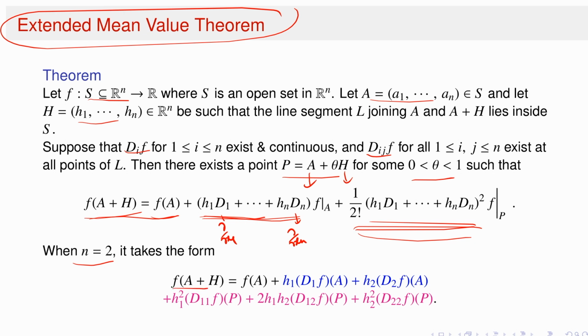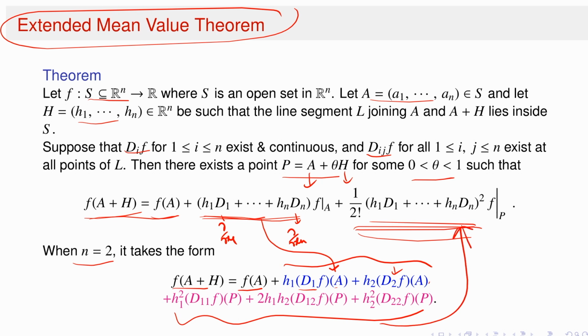So, f of a plus h is exactly equal to f of a. Now, what is this? This one will give you this object: h1 times the partial derivative of f with respect to the x1 variable at the point a, and then h2 times the partial derivative of f with respect to the x2 variable at the point a. This contains the first order partial derivatives. Now, this one is coming from this one actually. That means it is about the second order partial derivatives.